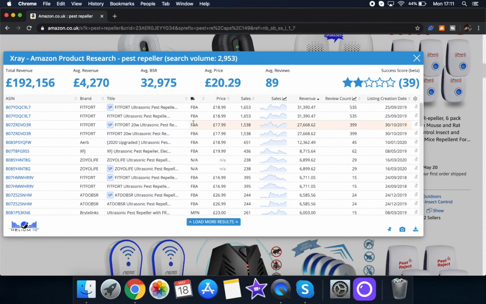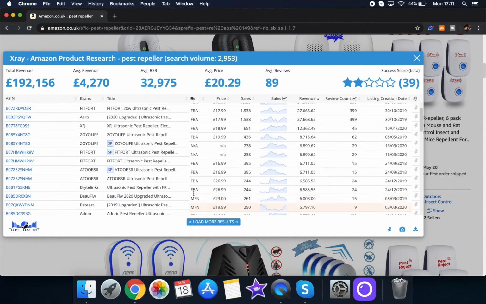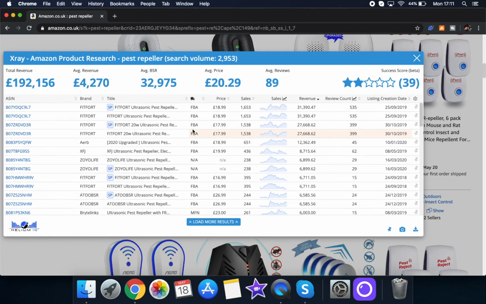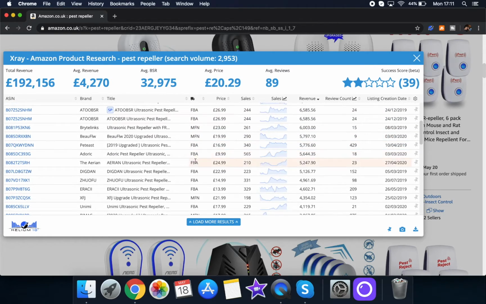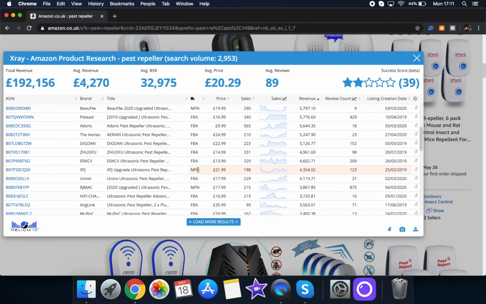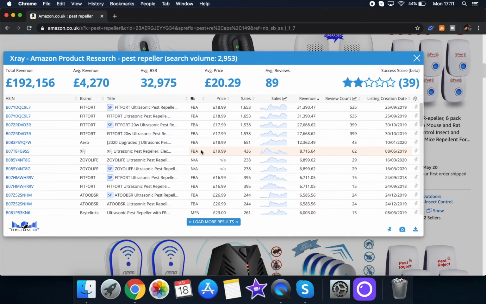Now, if we go to this little icon here, you can see the type of shipment method that this particular seller uses. As you can see, most of these shipping methods are FBA, which basically means they are shipped from the Amazon FBA warehouse. But then we have one seller here who is MFN, which is basically the seller sending it from their own home or their own warehouse, which some sellers tend to do on Amazon as well.